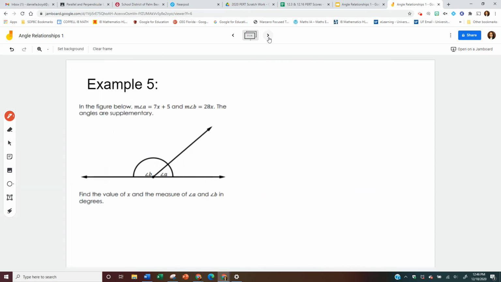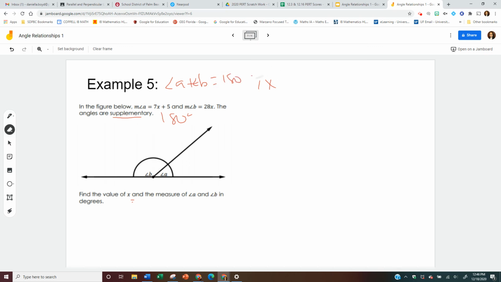Final example in this set of problems, we see that we have an angle A, angle B. We're told they're supplementary, which means that they sum to 180 degrees. We want to find the value of x, and then we want to find the value of angle A and angle B. So this is similar to the previous one, where we're going to add the two angles, angle A plus B, that equals 180.